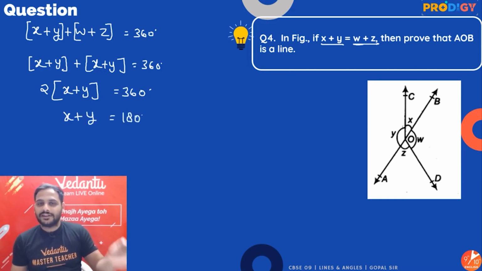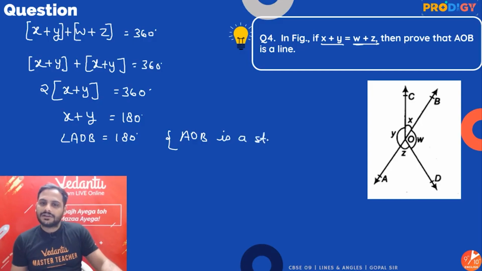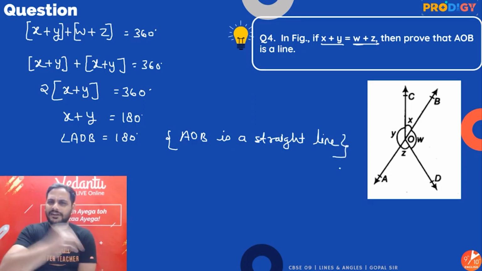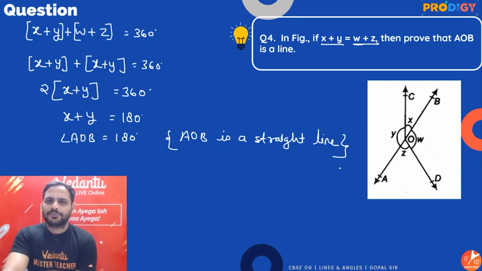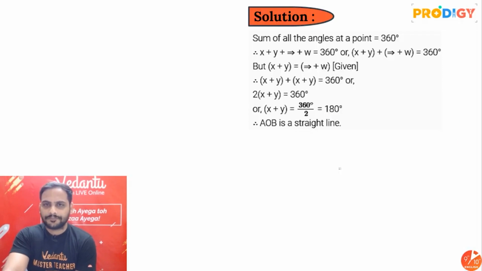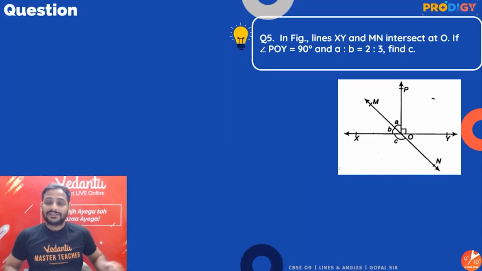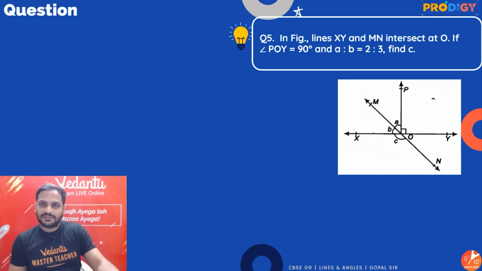And if x plus y is 180 degrees, that means angle AOB is equal to 180 degrees. And from here we can say AOB is a straight line. Whenever we have to prove anything to be a straight line, prove it to be 180 degrees. All right, next question, and this is our star question.